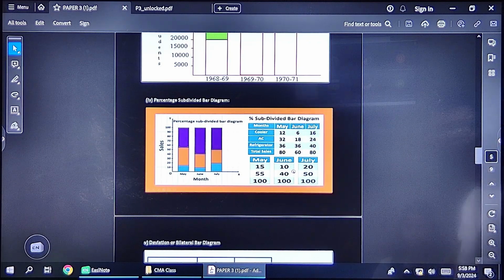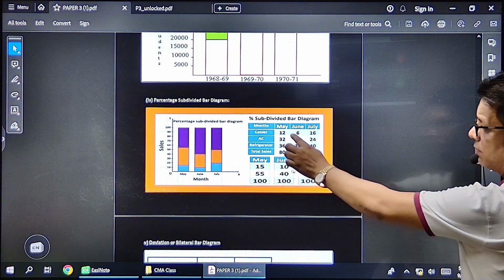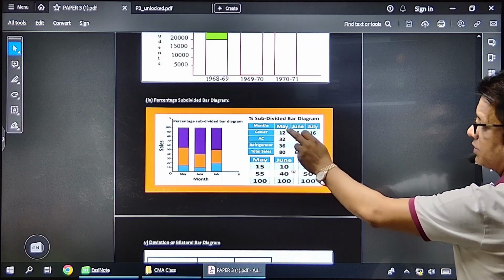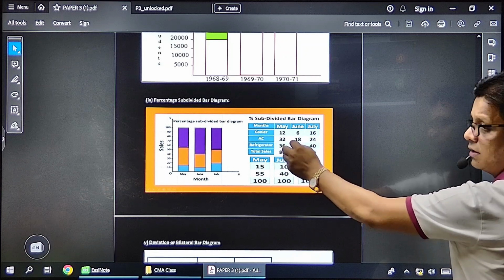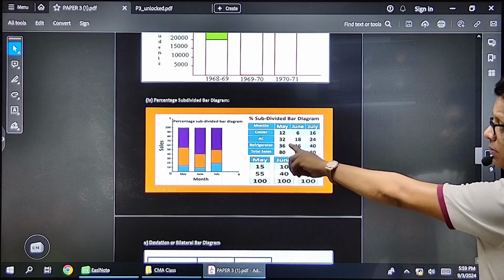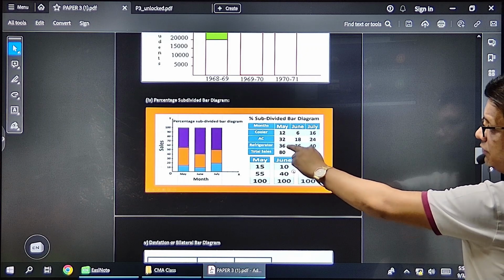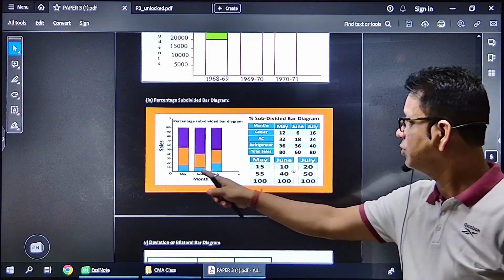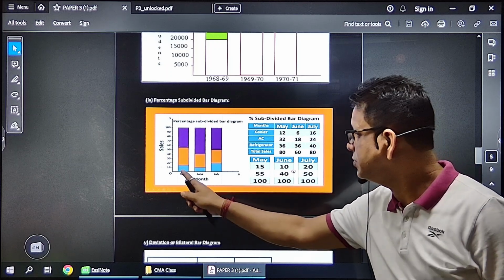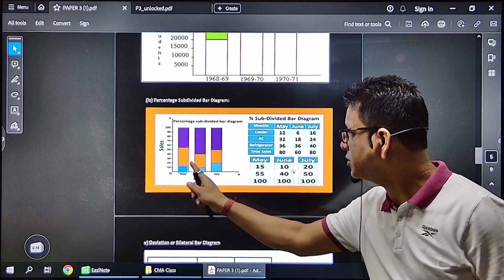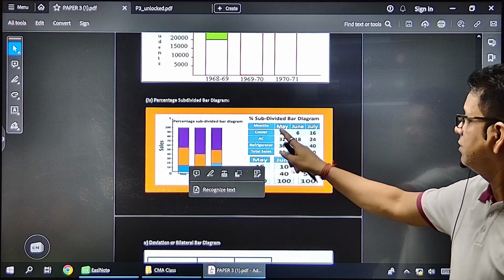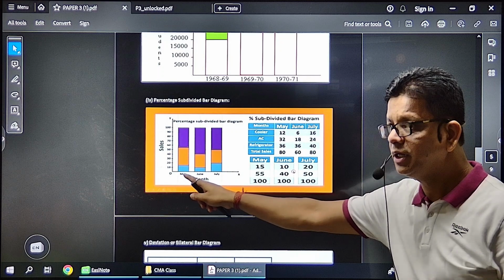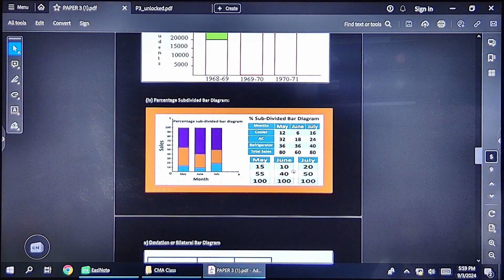Suppose these are the percentages of some sales in any organization or institution. Okay, so cooler is sold 12. This is not the number, I think it is a percentage, 12% in May. Then AC 32%, not 32 number, 32%. Then refrigerator 36%, then total sale is 80%. So what you have to do is go to the month, then see this percentage. This is the percentage of sale for cooler in the month of May. Getting it? So like that, we can have questions.